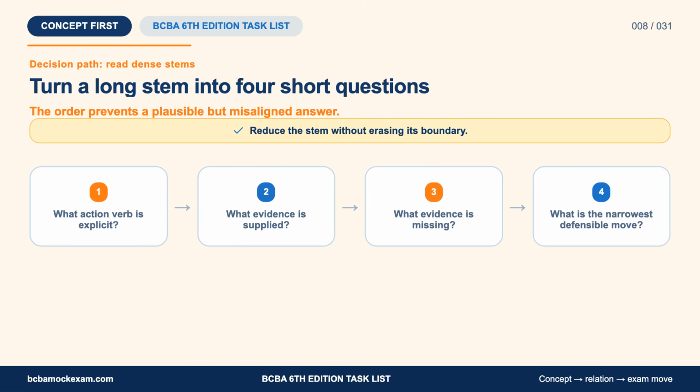Turn a long stem into 4 short questions. The order prevents a plausible but misaligned answer. The domain may orient you, but the verb still controls the job. Picture the sequence in a real case. 1. What action verb is explicit? 2. What evidence is supplied? 3. What evidence is missing? 4. What is the narrowest defensible move?